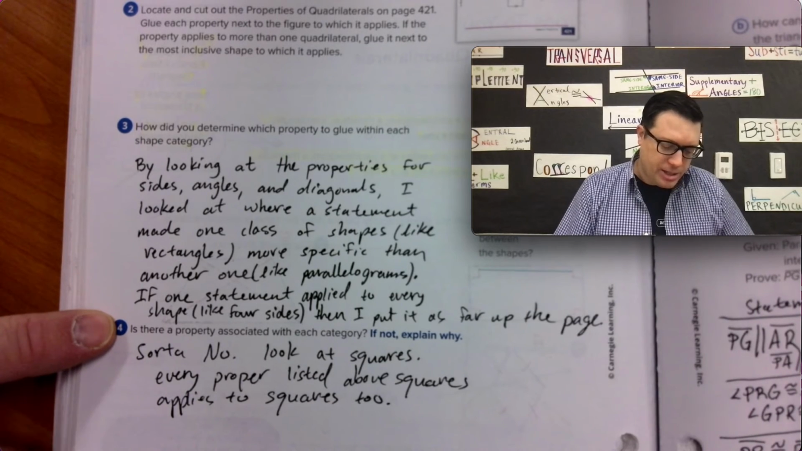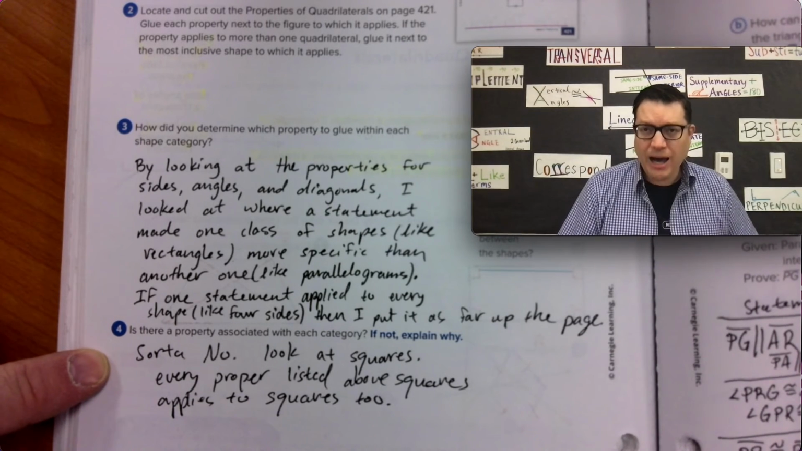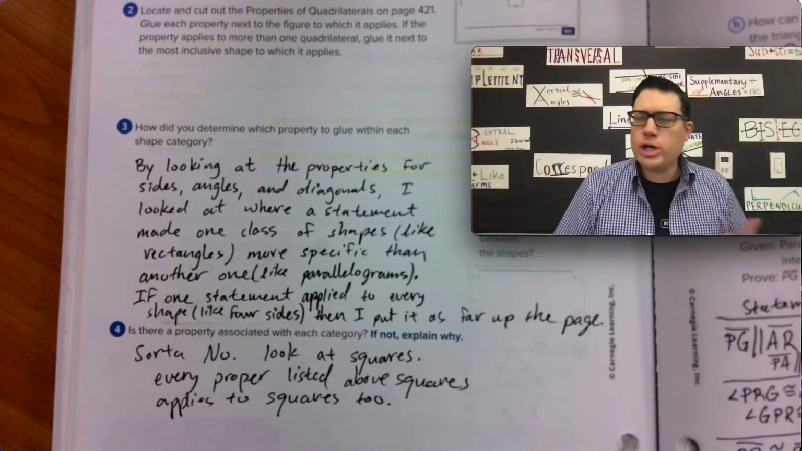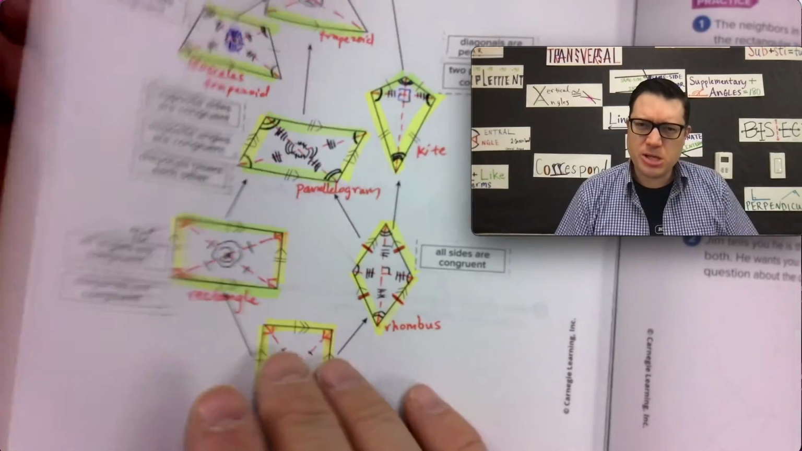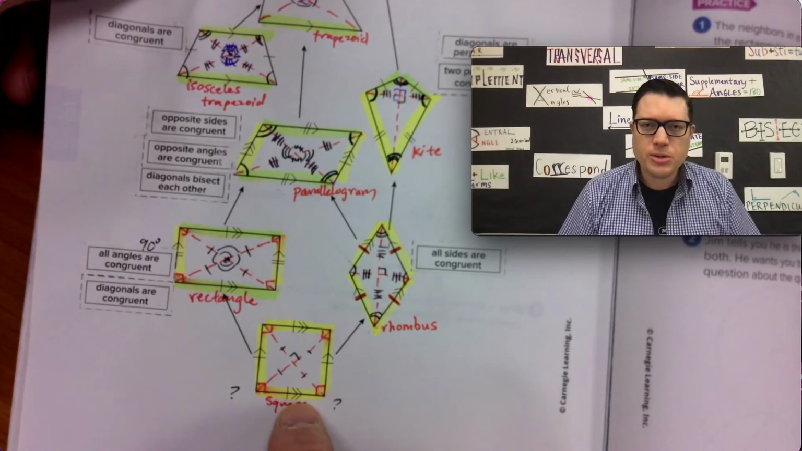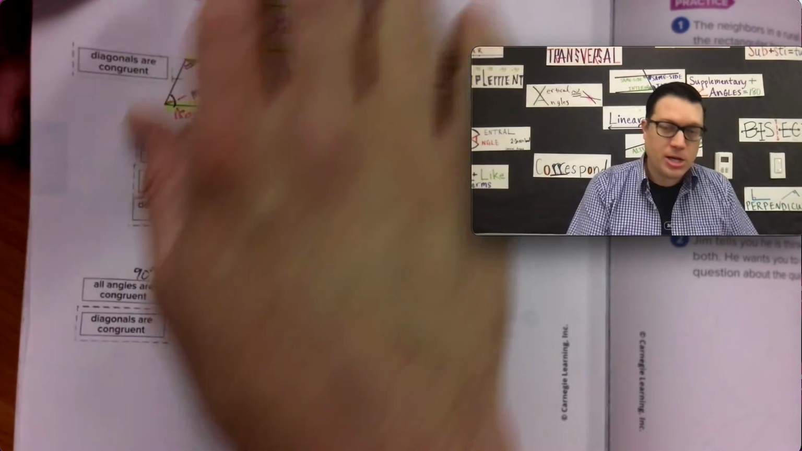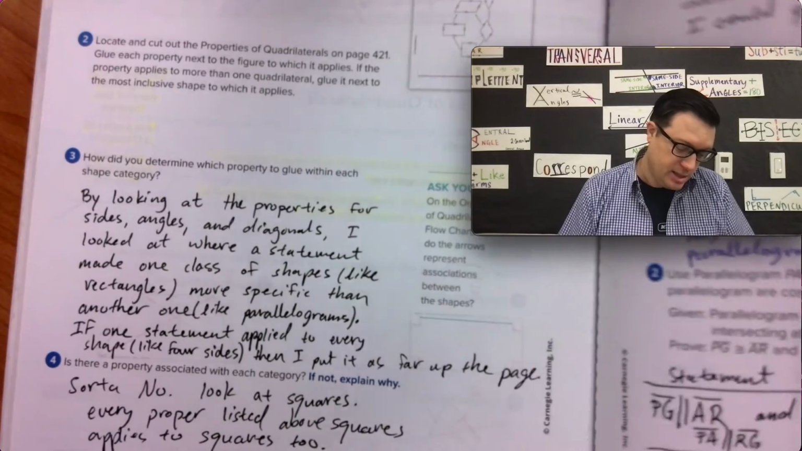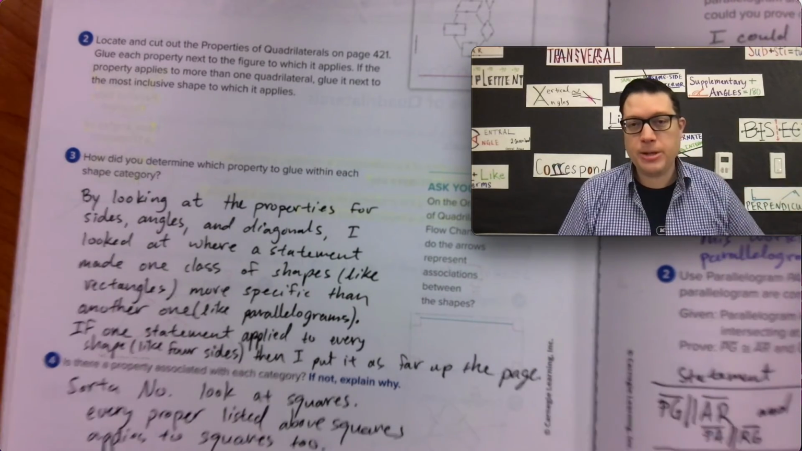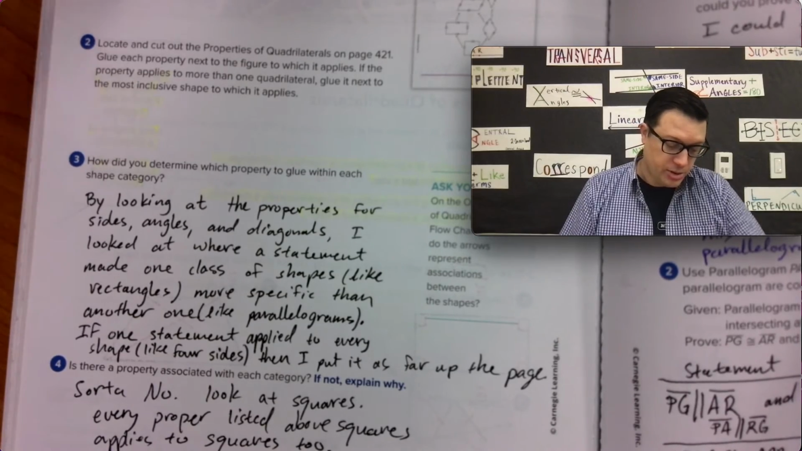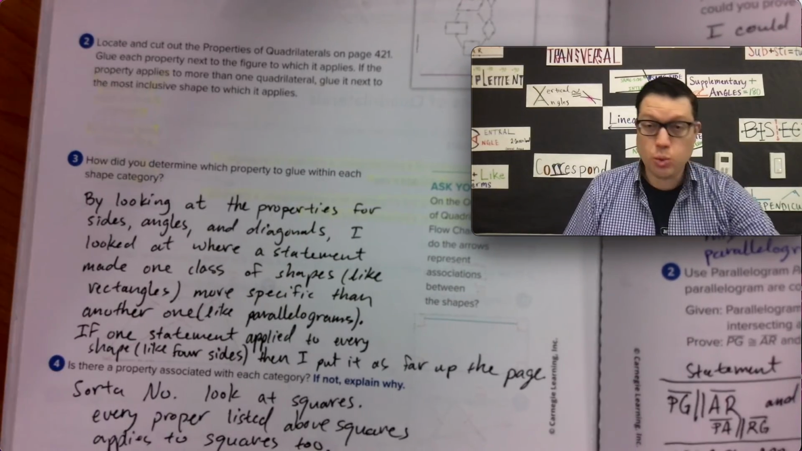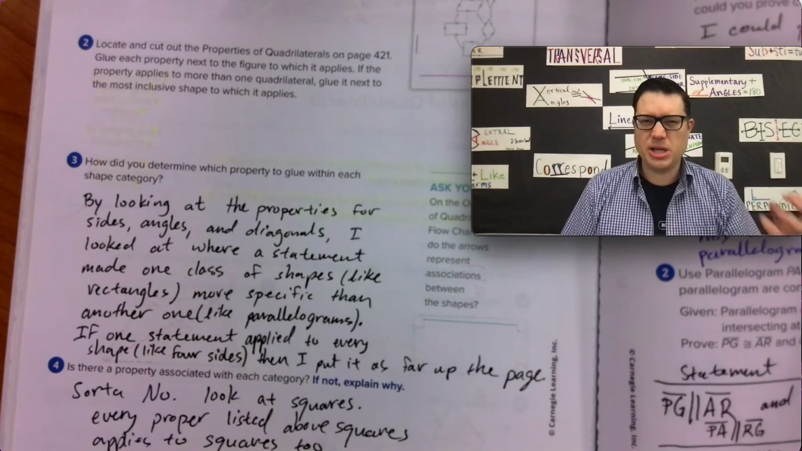Is there a property associated with each category? Well, yeah, but also no. Like, look at squares. The properties of squares, well, actually, there are no specific properties only to squares, because squares get all the properties from up above. So I guess technically all of the properties listed apply to squares too. So there are no properties that are associated with just one. They're all associated with squares, like in general.